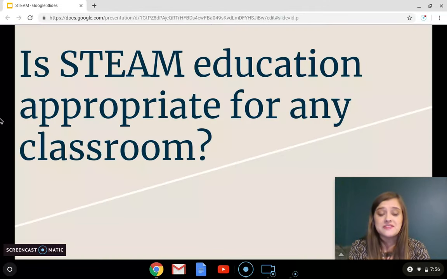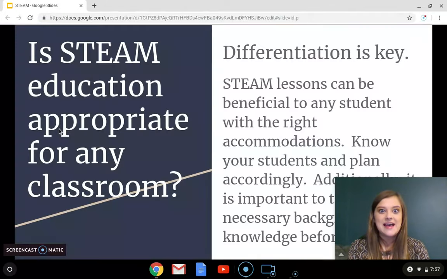You may be wondering if STEAM is appropriate for your classroom. And the short answer is yes, it is. But differentiation is key. Like with any other type of education or strategy that you're using, STEAM lessons can benefit any student with the right accommodations. You have to know your students and plan accordingly.